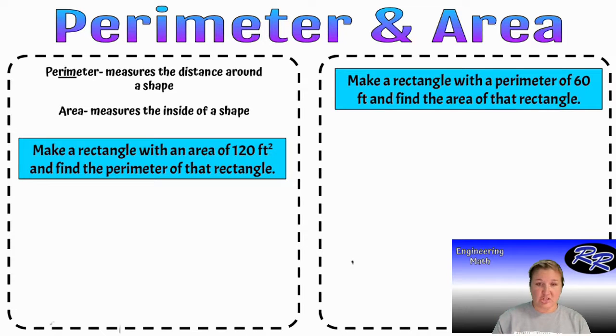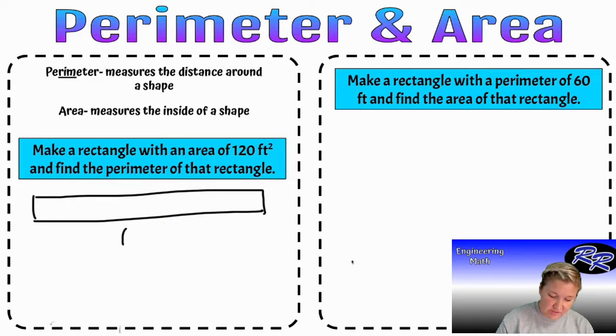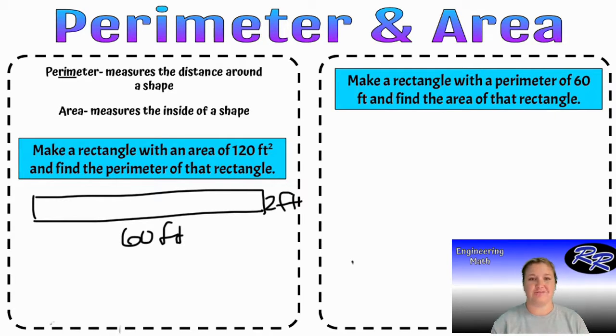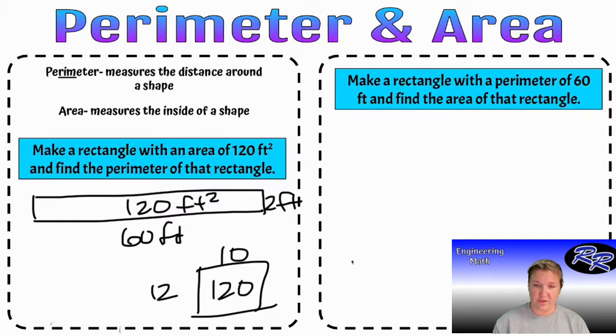So the dimensions should be 60 feet by 2 feet. Now, here's what you're thinking, Miss Lewis. Whoa, mine has an area of 120 square feet too, but I didn't use 60 and 2, so how do you know that's the right answer? Well, you really don't, okay? So this has an area of 120 square feet, but so does a 10 by 12, which you may have picked as well. You might have picked a different one.